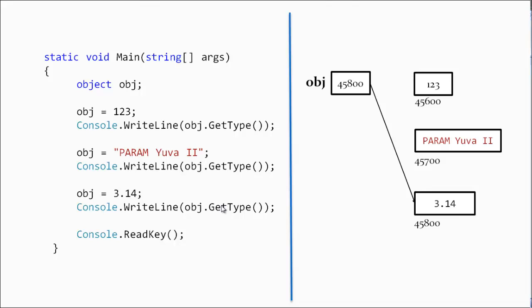This is possible because of upcasting. Upcasting is assigning a derived type to a base type. We will discuss it in detail in the inheritance session.